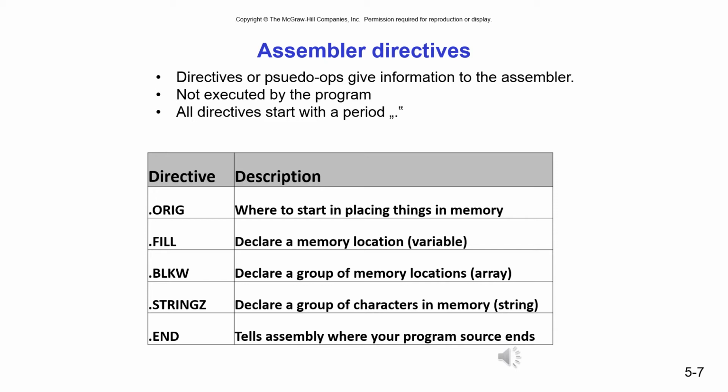Block W, BLKW, is followed by a hex or decimal value, but that declares a group of empty memory locations, an array, if you will. If you put BLKW #10, or I think you can just put 10, it'll declare 10 continuous or adjacent empty memory locations, and they're all initialized to 0.